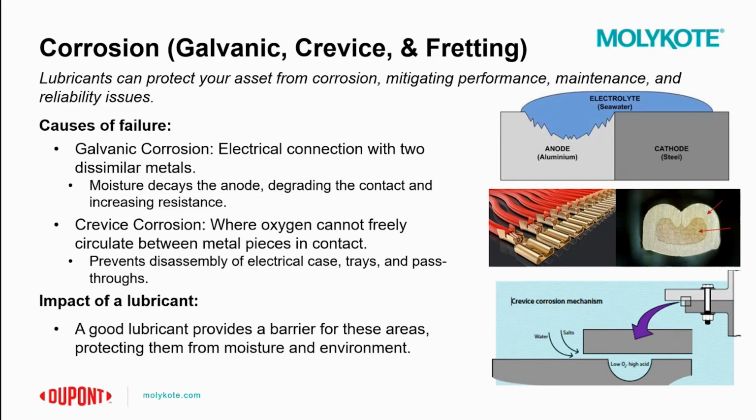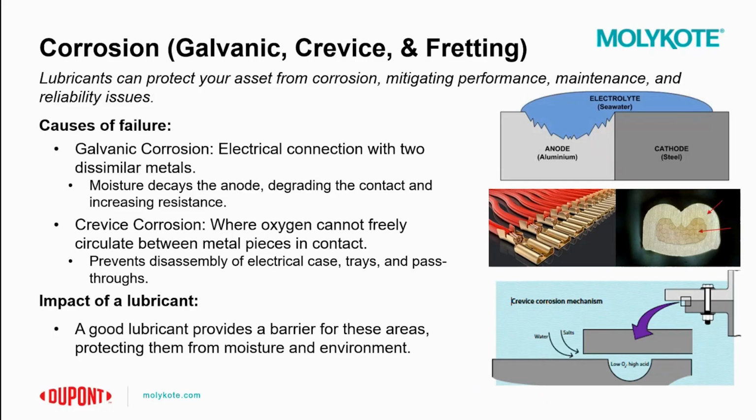Another important benefit of lubricants in these electrical applications is to prevent corrosion. Now, corrosion can appear in several different forms. Some of the more applicable versions are galvanic corrosion, crevice corrosion, and fretting. To touch on galvanic corrosion, it occurs when moisture is in the presence of two dissimilar metals. So as shown in the figure on the right, the electrolyte decays the anode, damaging the electrical contact and then ultimately increasing the electrical resistance. This is important in many connections where the wire and the connector are dissimilar metals.